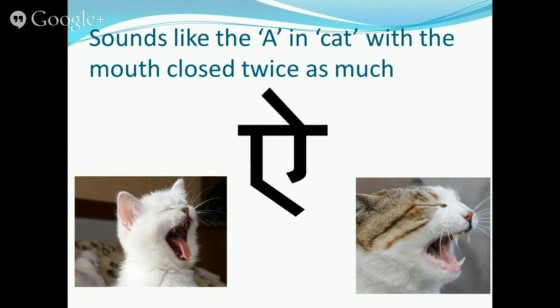Cat. You heard it? One more time. Cat. So right about the halfway point, when I close my mouth twice as much as it was open for cat, it became the Hindi sound. So what you can do is practice saying the sound in cat and close your mouth twice as much until it sounds like the Hindi sound. Same goes in reverse. If you open your mouth wide, it will go back to the sound in cat. So practice that at home.